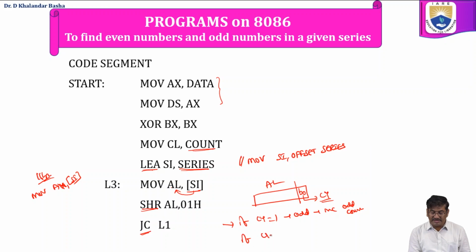If the carry flag is equivalent to 0, then it indicates it is an even number. So we go for incrementing the even count. So at label 1, the control will be transferred to label 1 when the carry flag is equivalent to 1. So when the carry flag is equivalent to 1, it indicates it is an odd number. So at label 1, we will write the instruction logic for incrementing the odd count. If this condition fails, then we have to increment the even count.